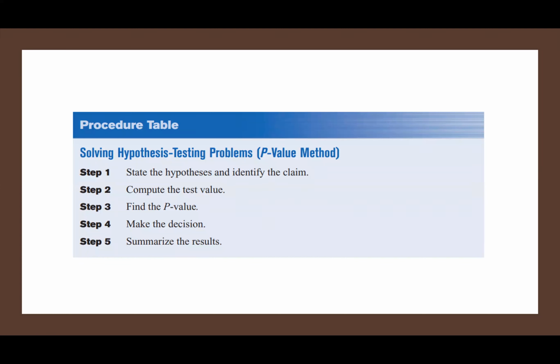Next comes solving hypothesis testing using the p-value method. This has 5 steps. Number 1, state the hypothesis and identify the claim. Compute the test value, find the p-value, make the decision, and summarize the results.